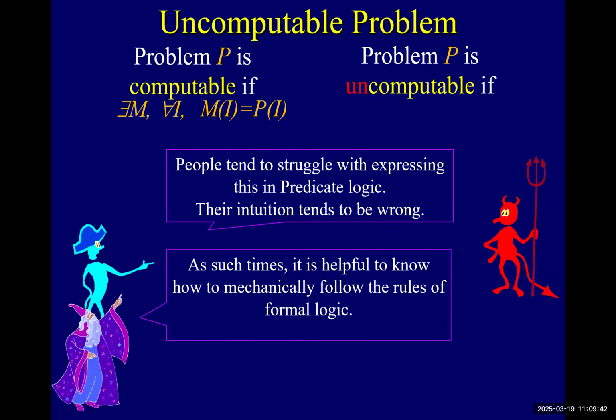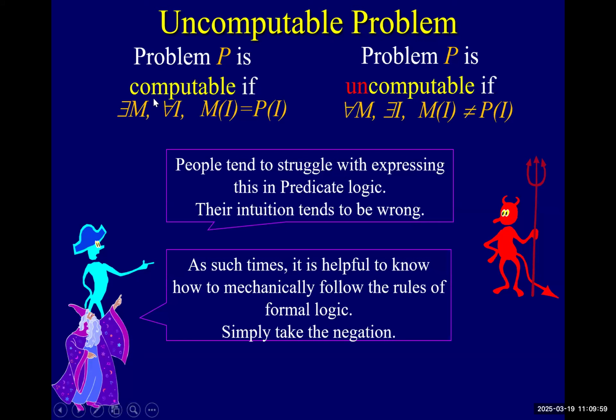It's helpful sometimes, you know. Is George right? Yeah, sometimes you have to just mechanically do it yourself, right? Just mechanically do it, right? Simply take the negation. What's the negation? The exists turn into a for all. The for all turns into an exists. The equal turns into a not equal, right? We just take the negation, right?